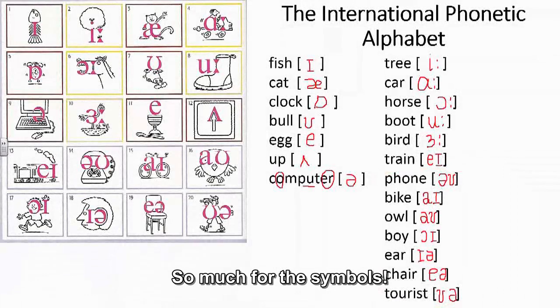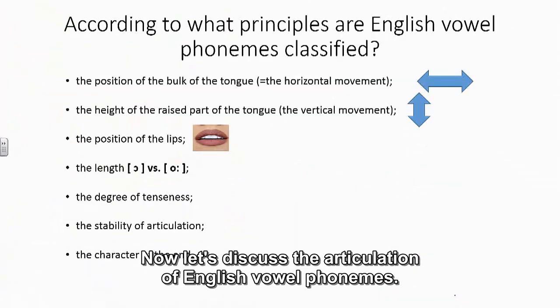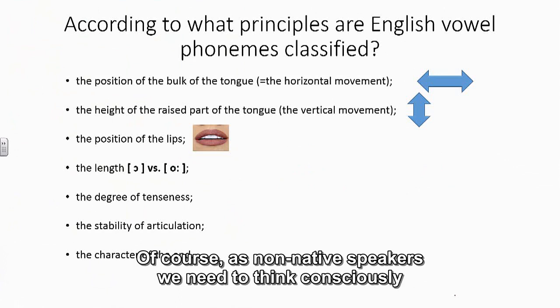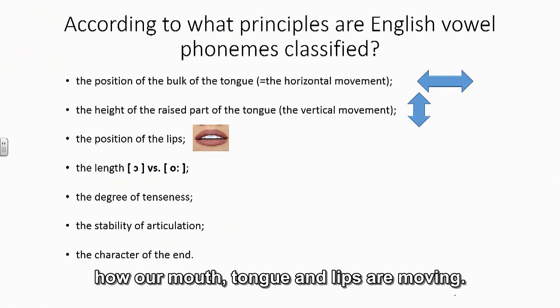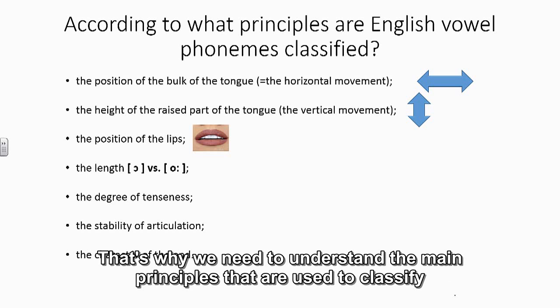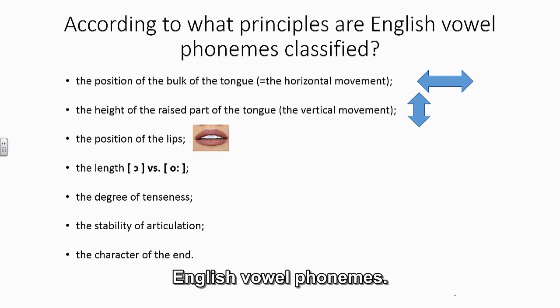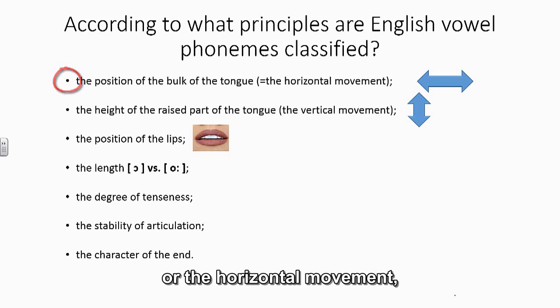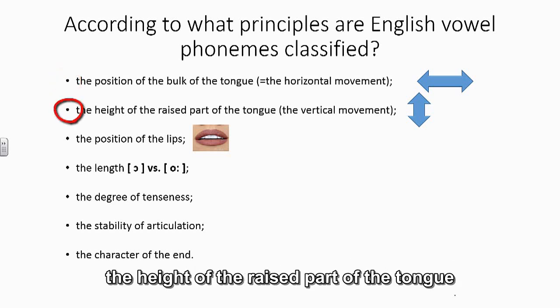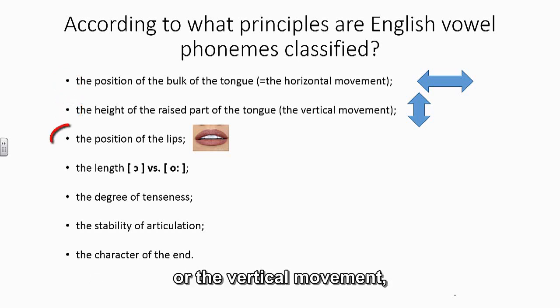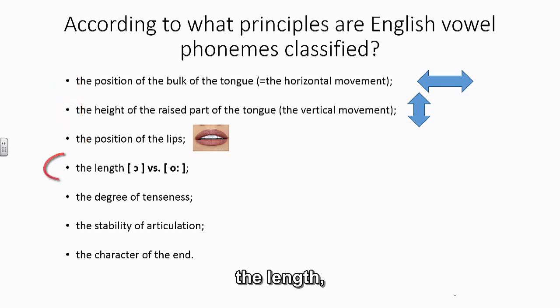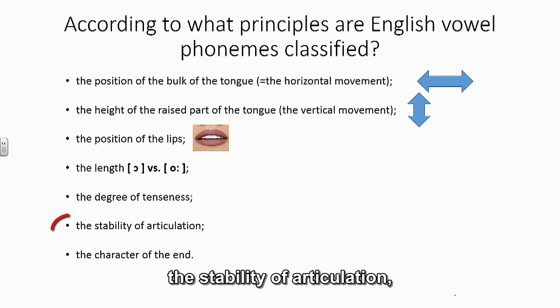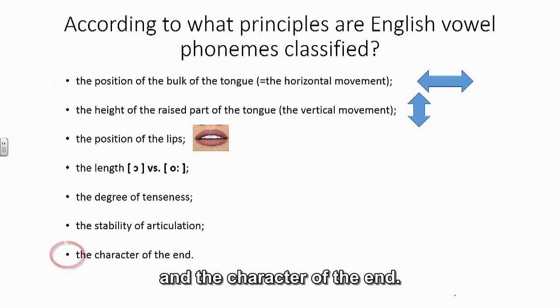So much for the symbols. Now, let's discuss the articulation of English vowel phonemes. Of course, as non-native speakers, we need to think consciously how our mouth, tongue, and lips are moving. That's why we need to understand the main principles that are used to classify English vowel phonemes. They are the position of the bulk of the tongue, or the horizontal movement, the height of the raised part of the tongue, or the vertical movement, the position of the lips, the length, the degree of tenseness, the stability of articulation, and the character of the end.